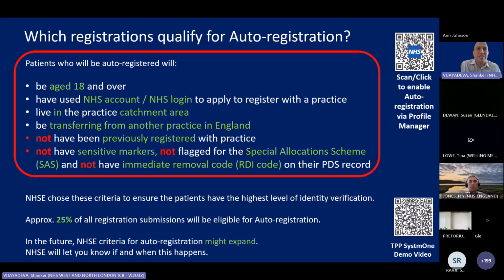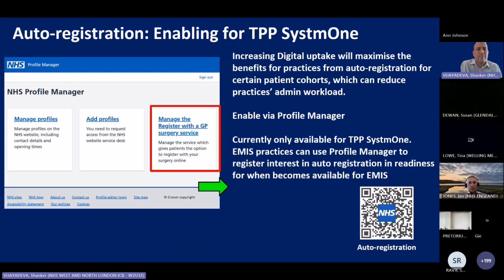So not the scenario where you've just removed a patient because they've been violent and then they've hit the website and just re-registered themselves. That's that kind of scenario. We think at least about 25% of your registrations would fall into this category, and the hope would be that this expands. If you're a TPP practice on this course, you can go live and select this yourself, and please do. Partly because then people will stop chasing me to chase SystmOne practices.